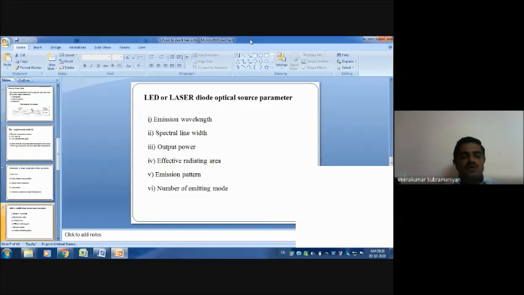Number of emitting modes. How many light signal modes it has to produce. If you take a laser, it produces only one particular mode. If you take an LED, it produces multiple modes. That is called light emitting mode. So the above six parameters are very essential to be considered before designing the transmitter part.